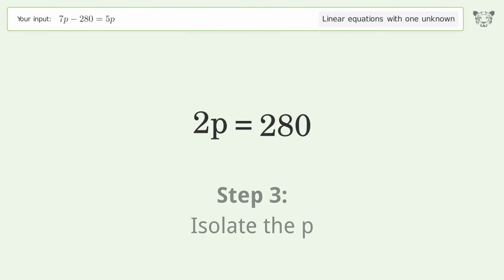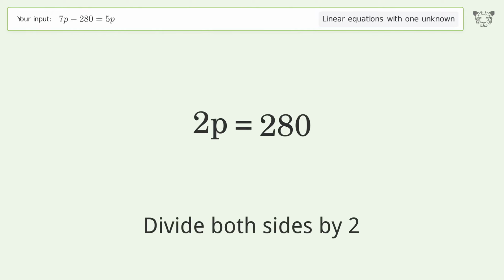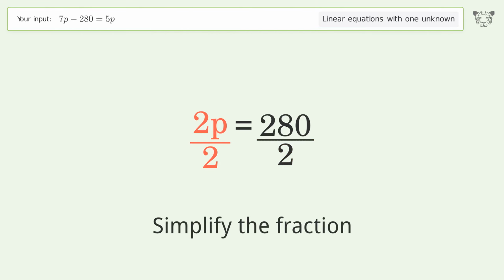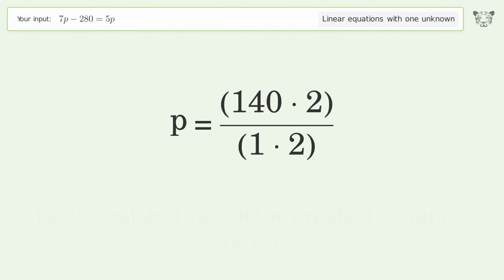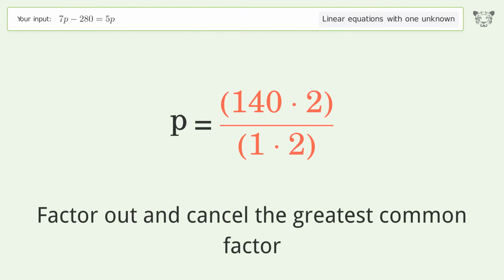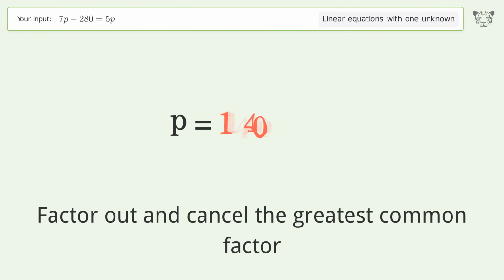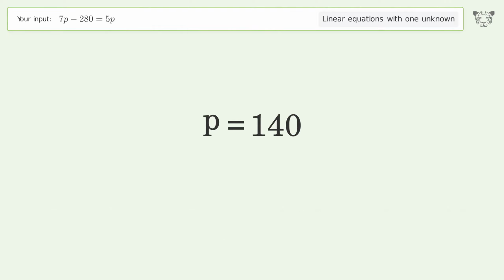Isolate the p. Divide both sides by 2. Simplify the fraction. Find the greatest common factor of the numerator and denominator. Factor out and cancel the greatest common factor. And so the final result is p equals 140.